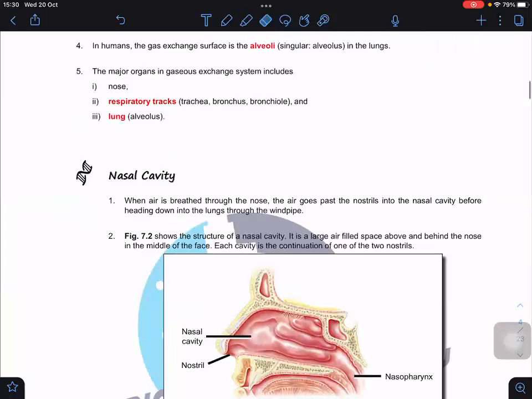So in humans, the gas exchange surface is definitely the alveoli, singular alveolus. The major organs in gas exchange include the respiratory tract, or gas exchange tract, where we're going to look at the trachea, bronchus, and bronchiole, and also the gas exchange surface, the alveolus. Okay, so basically I've done the introduction for the gas exchange system.